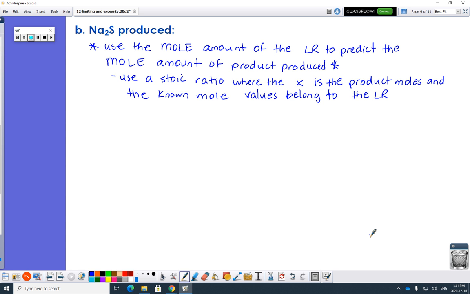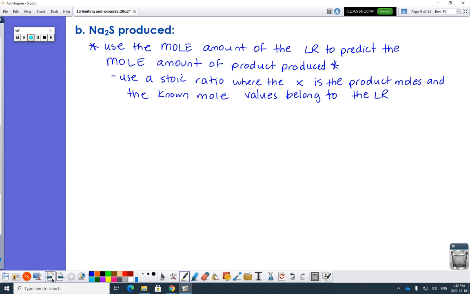So these are two different ways of saying the same thing. We're going to use the mole amount of the limiting reagent to predict the mole amount of product produced. You're going to use a Stoich ratio where the X, the unknown, is the product moles, and the known values will come from the limiting reagent. So when you look at the table you made previous to this, there was just one mole amount. You were like, okay, just use that in the ratio. Now you have to decide. So that's why we find the limiting reagent. Whichever one is used up first, that's the one we're going to use in our ratio.